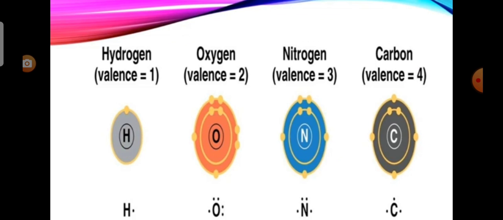Elements having valency 2 are called divalent. Examples of divalent are oxygen and beryllium. Elements having valency 3 are called trivalent. Examples of trivalent are nitrogen and aluminium. Some elements exhibit more than one valency. For example, iron combines with oxygen to form two types of oxides, ferrous oxide and ferric oxide. However, we will study about them later.